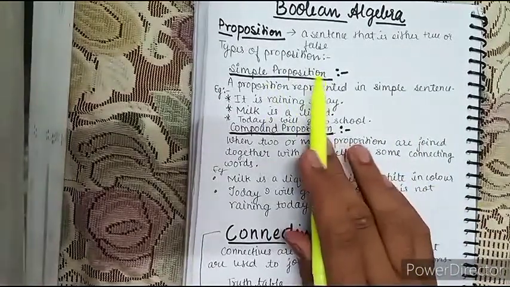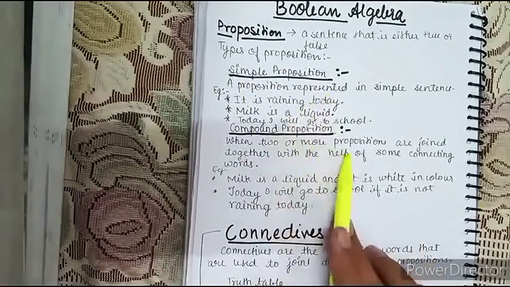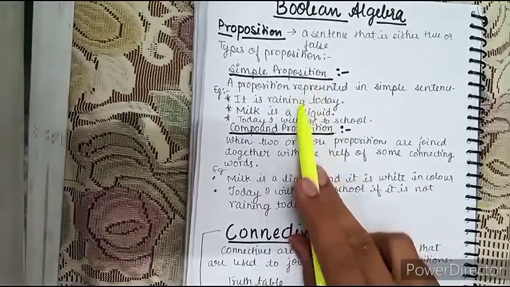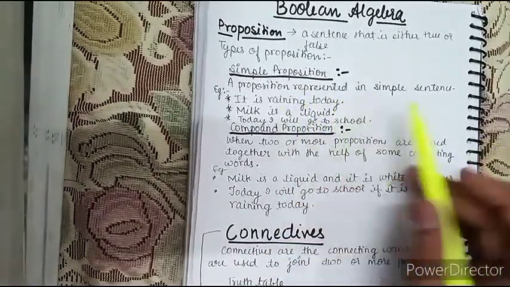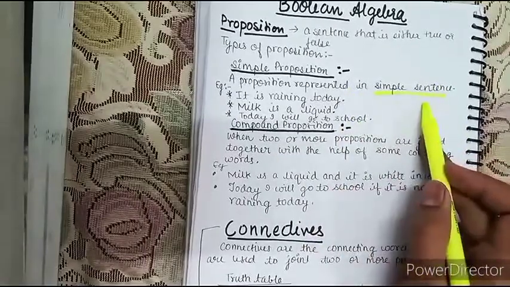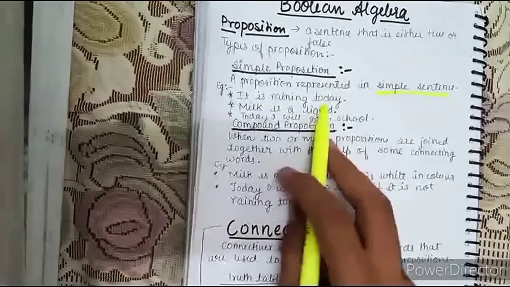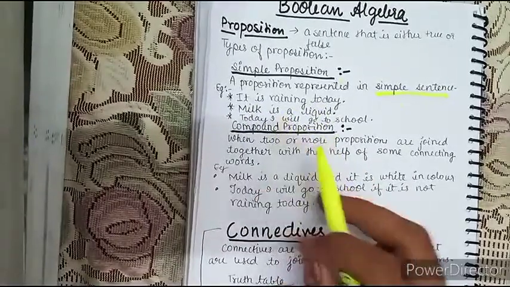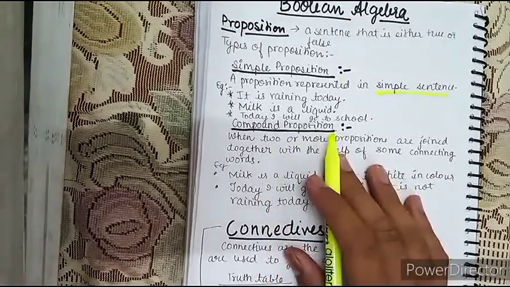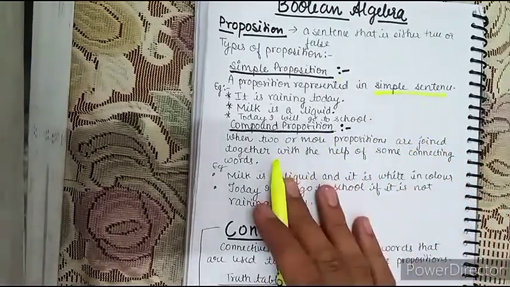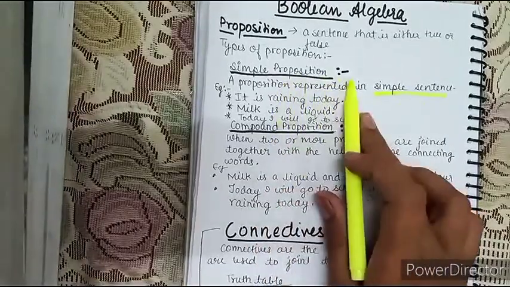So there are two types of proposition: simple proposition and compound proposition. A proposition represented in a simple sentence is known as a simple proposition. Like it is raining today, so it will have either true or false. Either it is raining or it is not raining. Milk is a liquid, either it is true or not. So these types of propositions are known as simple propositions.